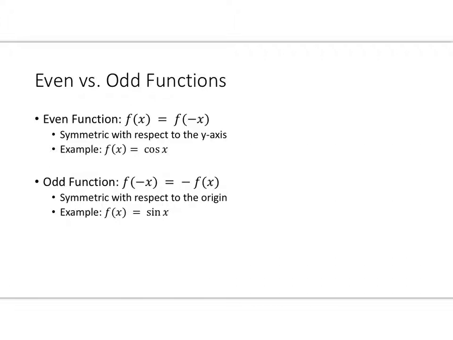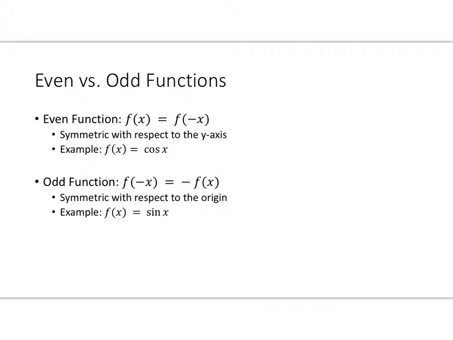So remember, for something to be an even function, it says that f of x is equal to f of negative x. So a positive versus a negative input of the same value will give me the same outcome. It means the graph is symmetric with respect to the y-axis if you were going to graph it. An example would be f of x equals cosine x.